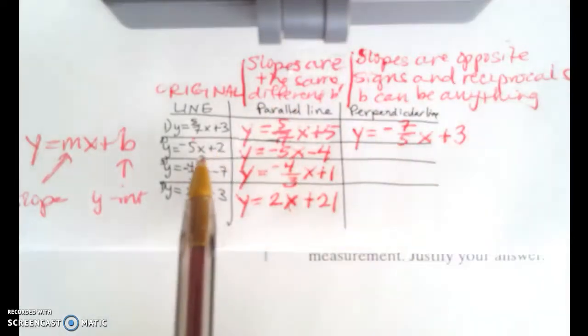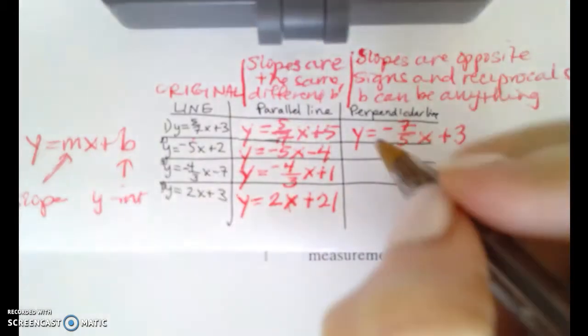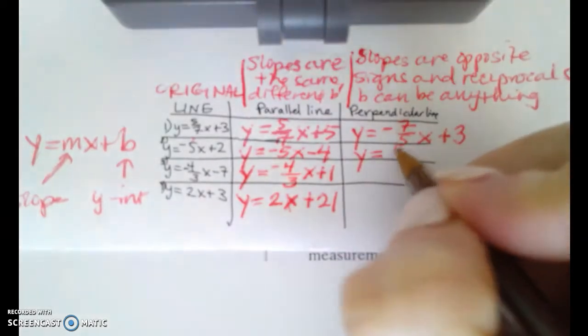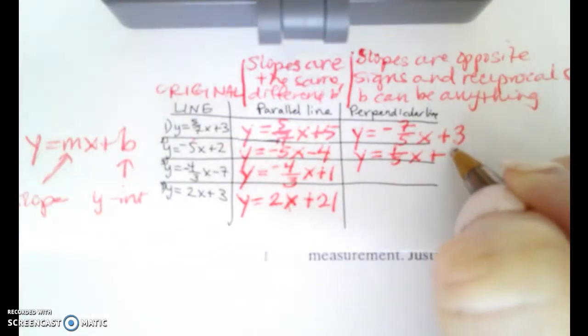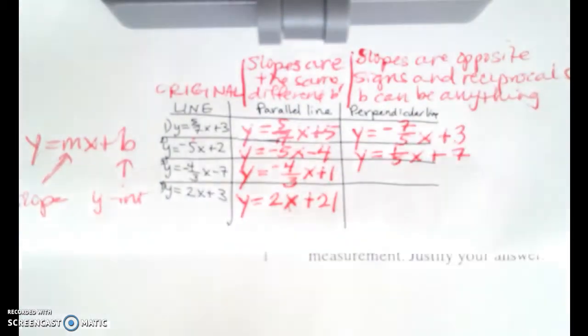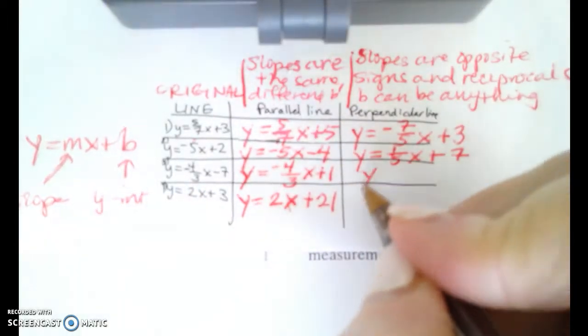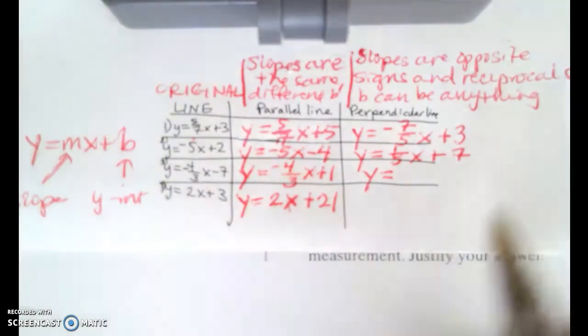Okay. This one has a slope of -5, which is the same as -5/1. So I am going to need a positive slope, since that one's negative. The reciprocal of 5 will be 1/5 x plus whatever. I'll say 7. Okay. So positive 1/5 x plus 7. Two more. This one has a slope that is negative, so I'm going to use a positive slope. The reciprocal of 4/3, 3/4.